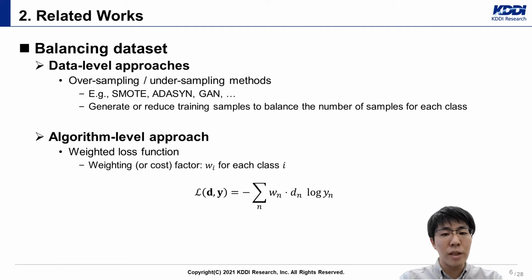The second approach is algorithm level. In this approach, we balance the training dataset by putting some weight to the loss function, where another method has been proposed so far.